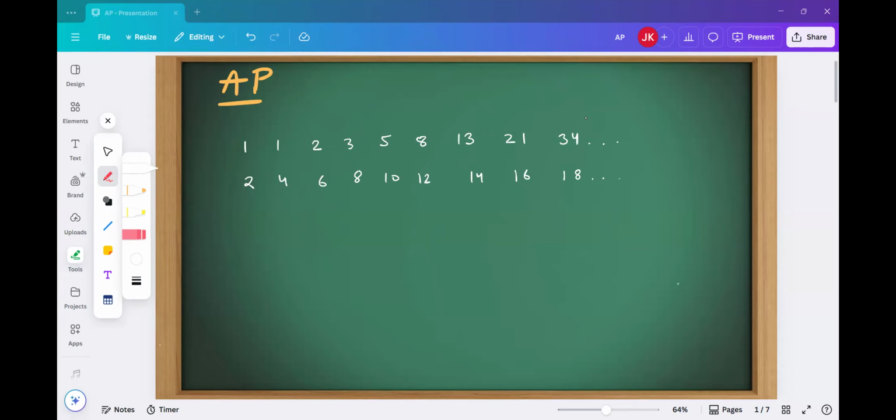Here you go. Do you see in the first sequence, if I subtract the second number from the first one, what do I get? Here I'm getting a 0. If I subtract this, I'm getting a 1. If I subtract this, I'm getting a 1 again. If I subtract this, I'm getting a 2. If I subtract 5, I'm getting a 3. If I subtract 8, I'm getting a 5. 8, 13, and so on.